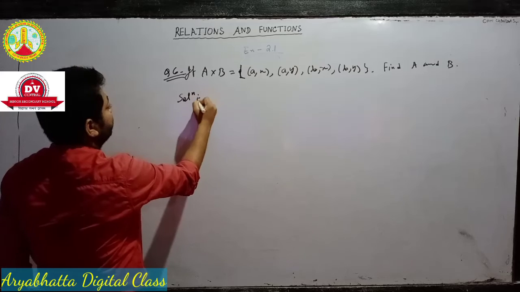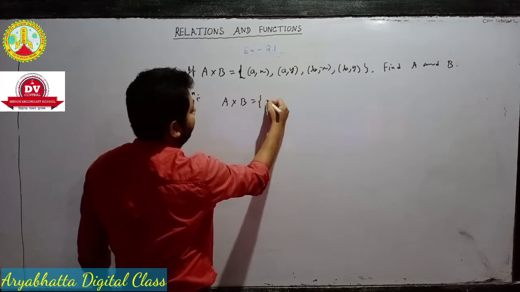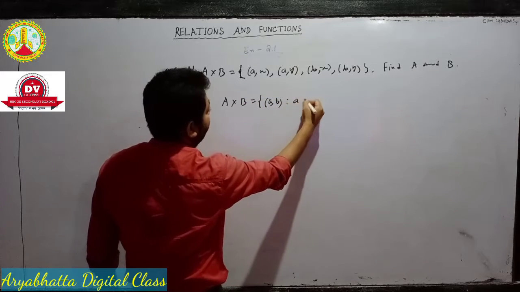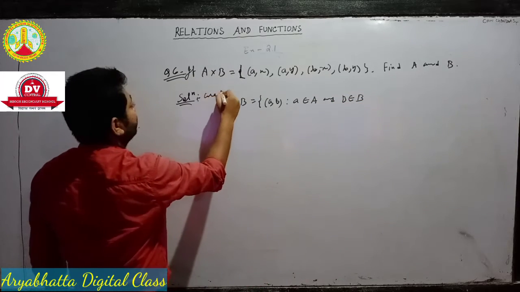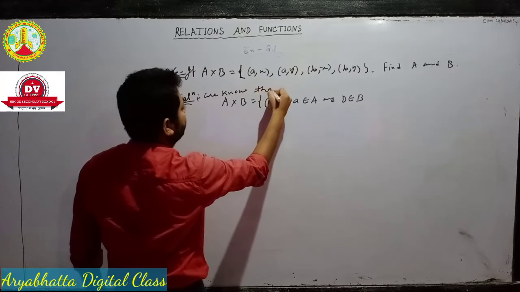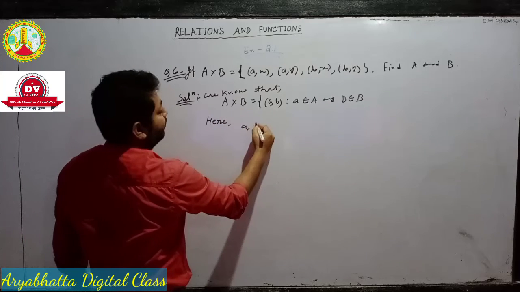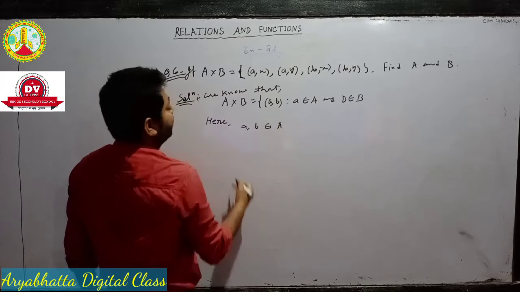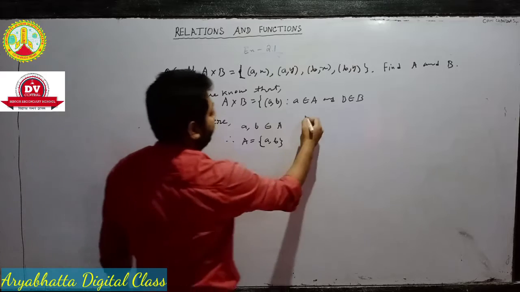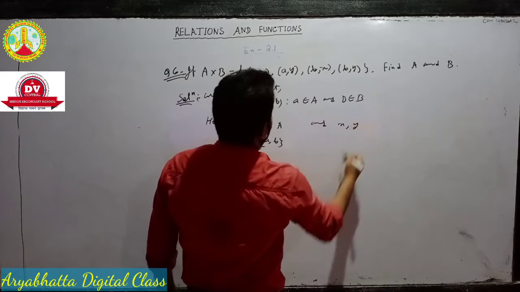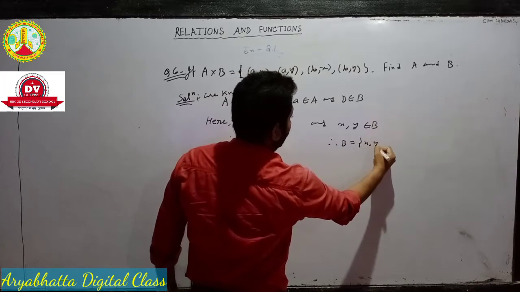Solution. We know that A cross B is equal to the set of ordered pairs (a, b) such that a belongs to A and b belongs to B. Here, a, b belong to set A. Therefore, the set A is equal to {a, b}. And x, y belong to set B. Therefore, B is equal to {x, y}.